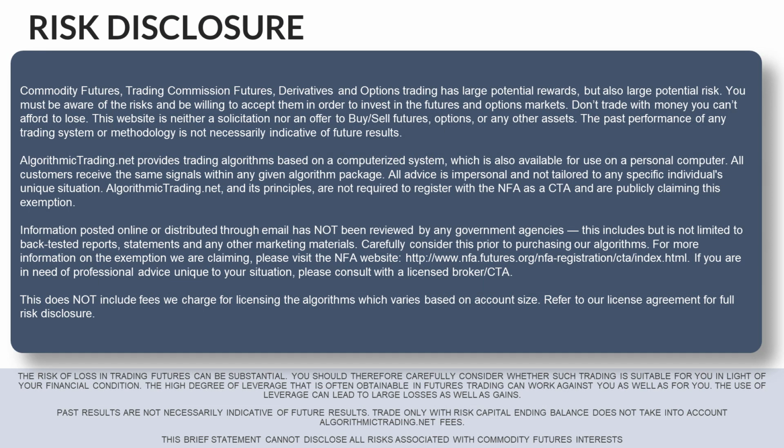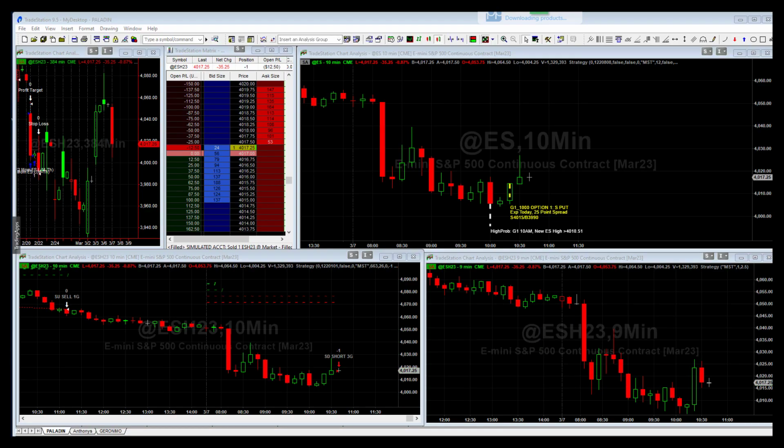So now's a good time to do the risk disclosure. So keep in mind that past performance is not indicative of future performance. Trading futures and options involves substantial risk of loss. It's not appropriate for all investors. And remember, I'm not a CTA. I'm what's called a third-party trading system developer. And so we offer the algorithms under a letter of direction.